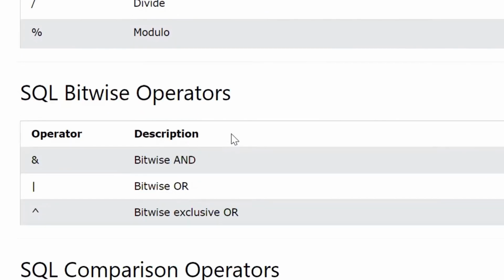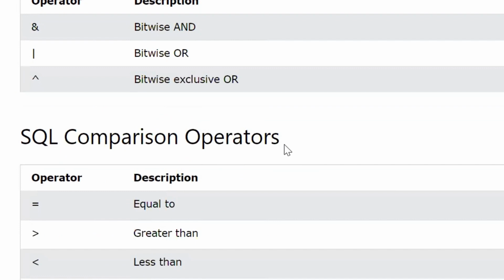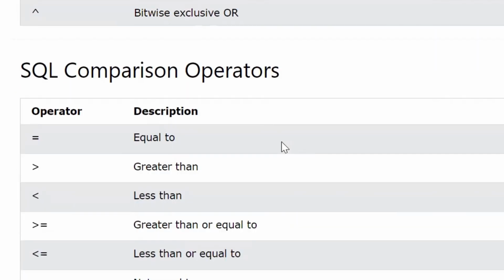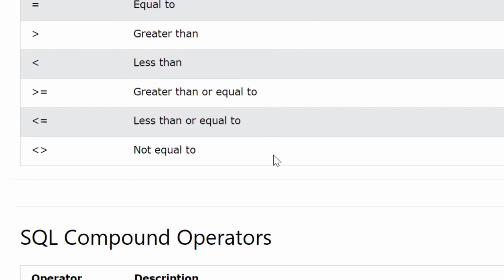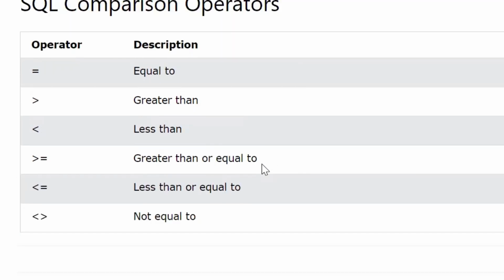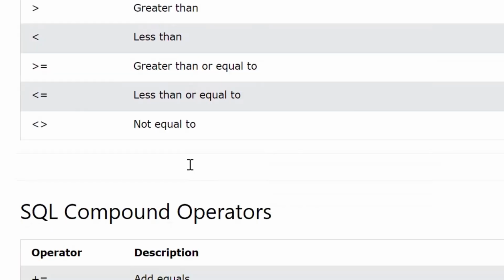Then there are bitwise operators, which are used to combine or compare different conditions. And we have comparison operators that include the equal sign, greater than, less than, greater than or equal to, or less than or equal to, and finally not equal to. Notice that these operators are used to compare different conditions in a query.